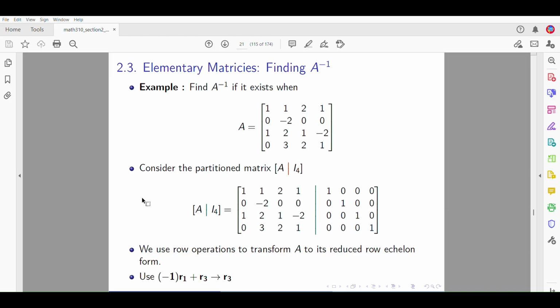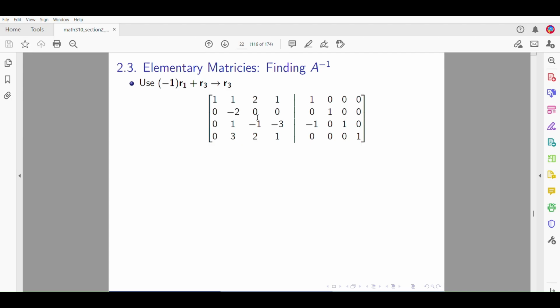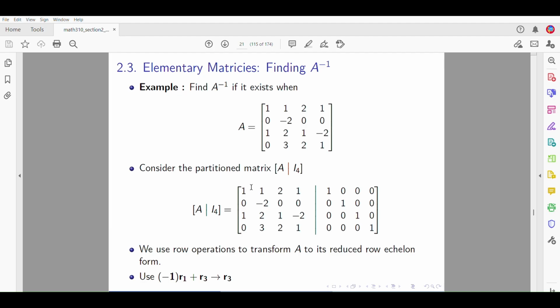To get a 0 here, negative 1 times row 1 added to row 3. Whatever you do here, you must do throughout, including the right hand side, okay? Including the right hand side. So let's see what happens. I get a 0 here and I get this phenomenon here. So let's go back. Negative 1 times row 1 plus row 3.